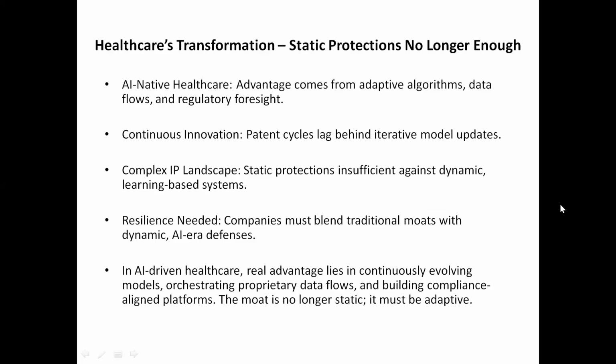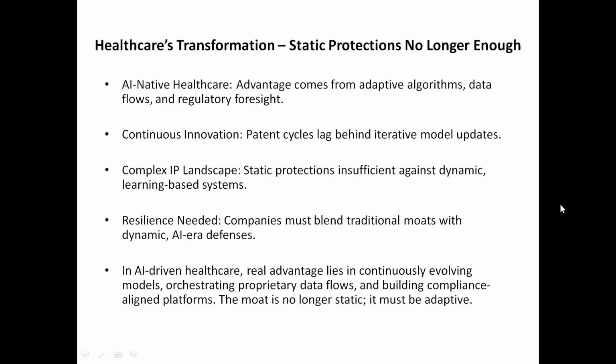So we need some new transformation away from static protection. It's not valid anymore, right? Because you sit down and have this IP asset, and then you just sit there with no other change and expect it to bring you some kind of protection. It's no longer available now. So AI and healthcare advances come from adaptive algorithms, data flows, and regulatory foresight. So your innovation, your invention, should be dynamic, right? It has to adapt to this fast life cycle of innovation.